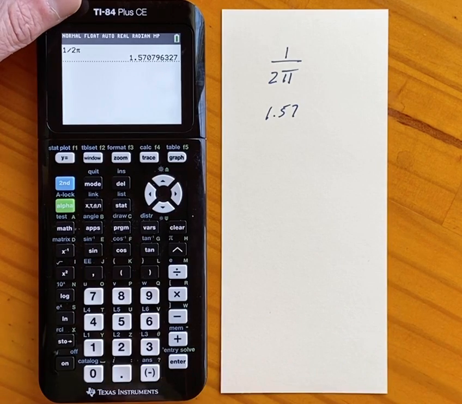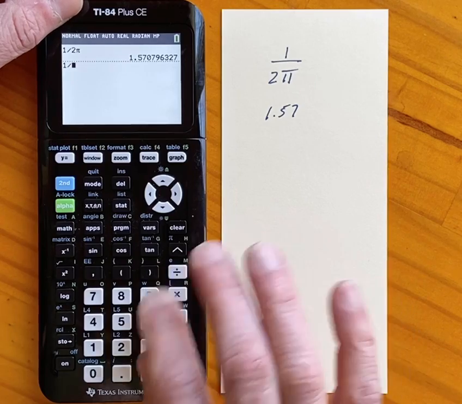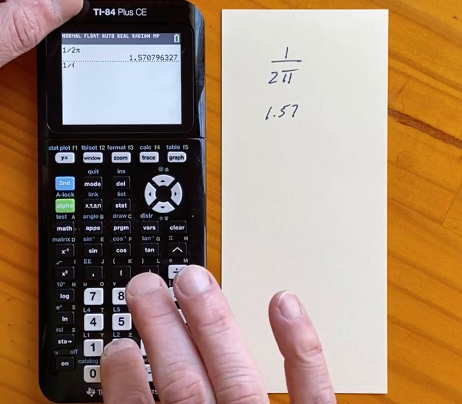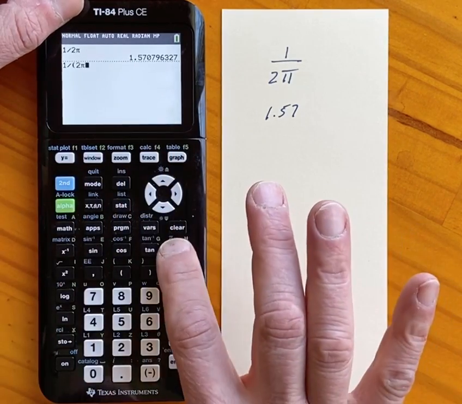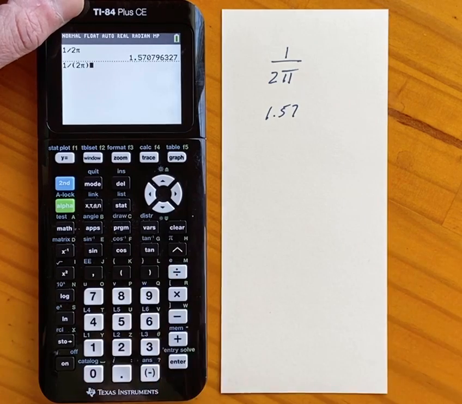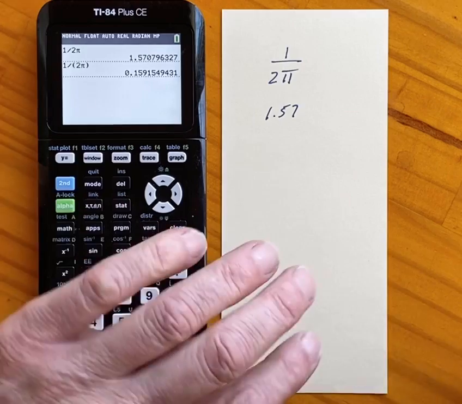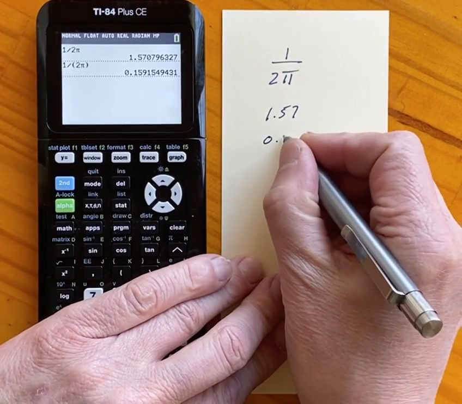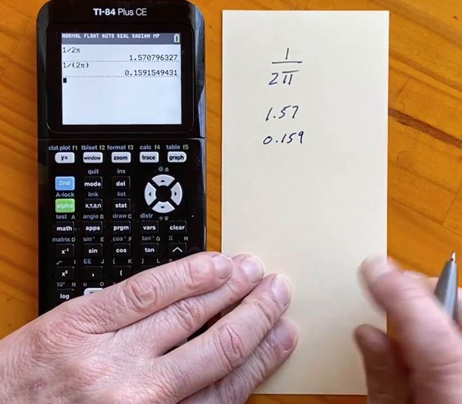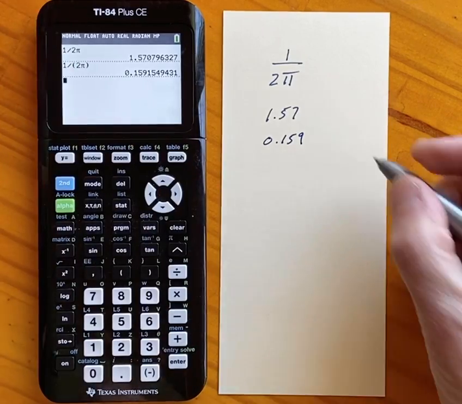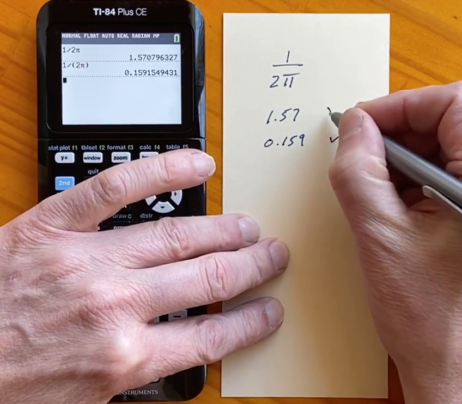So if you have a calculator with parentheses, you can remedy that by using the parentheses key. So 1 divided by, open parenthesis, 2 pi, close parenthesis, and then if you press enter, you get 0.159 if I round off a little bit. So which one of those is correct? The second one is correct, and the first one is incorrect.